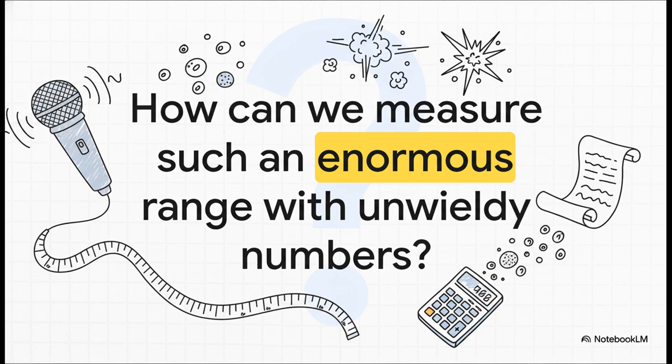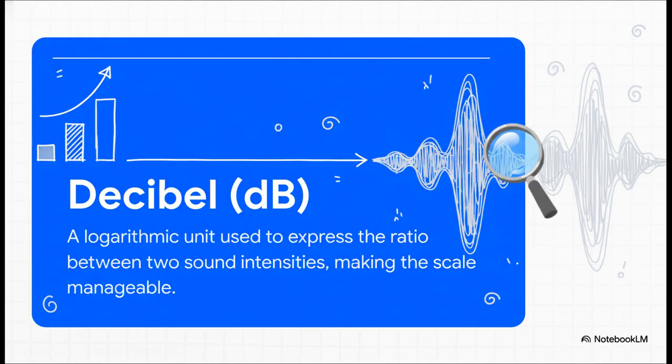A scale that goes from 1 to a trillion? It's completely bonkers. Totally impractical for real life. You'd be writing out numbers with 12 zeros all the time. Well, the brilliant solution to this problem is the decibel, or dB for short. It's a logarithmic scale, which is just a fancy way of saying it's a mathematical trick to squish that insane trillion-to-1 range down into something totally manageable, usually a simple scale from about 0 to 120 or so.